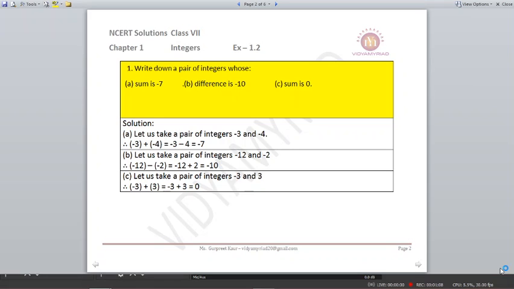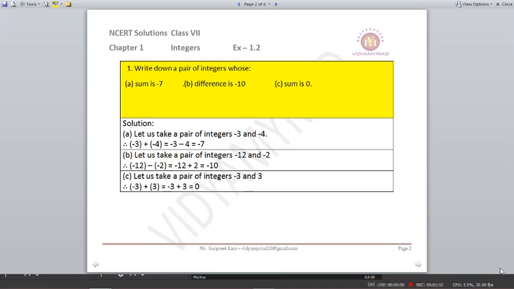Please go through the integers video which has already been uploaded so that these concepts are clear and you will be able to do it very easily. Next, I want my difference to be minus 10. That means inside the brackets there should be a minus sign. And the two integers here I have taken as minus 12 and minus 2 such that I should get minus 10.